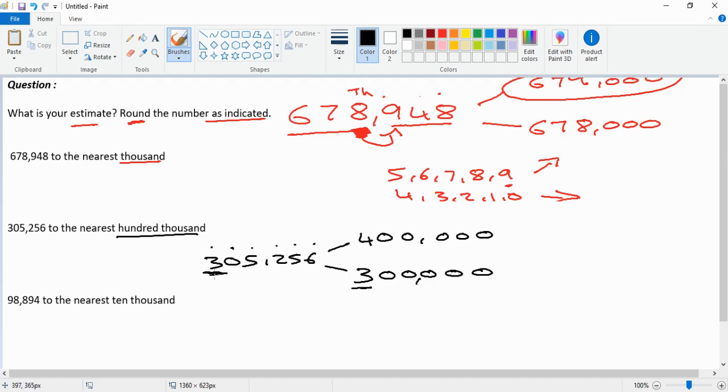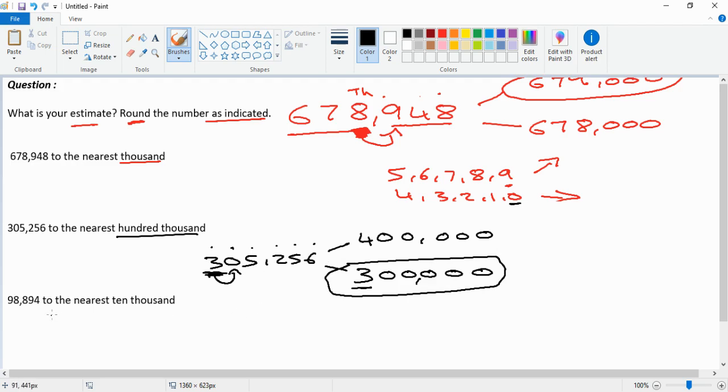And we go back here again. Now we're rounding to the nearest 100,000. We look one place to the right. If we look at our rule here, if it's a 4, a 3, a 2, 1, or a 0, and it's a 0, we round down. So it changes to 300,000.